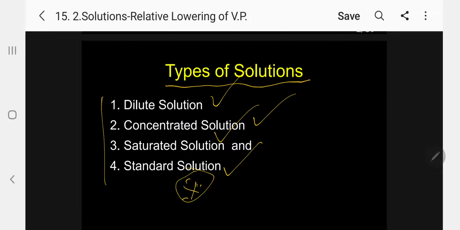So we are interested only in standard solution here, because all the properties of this will be based on the standard solutions.